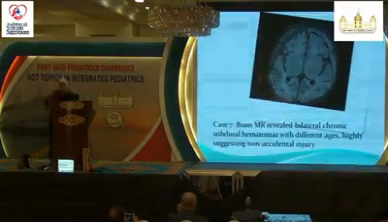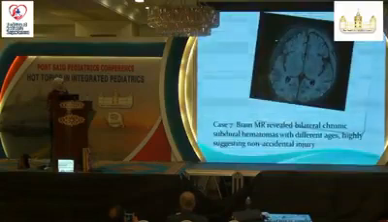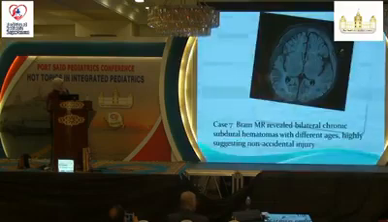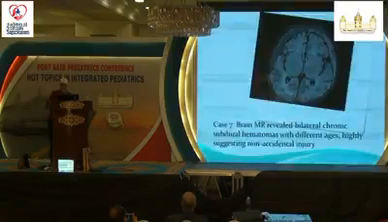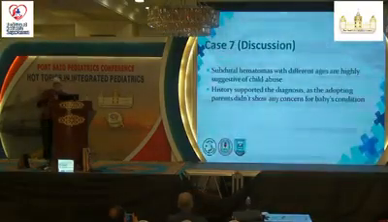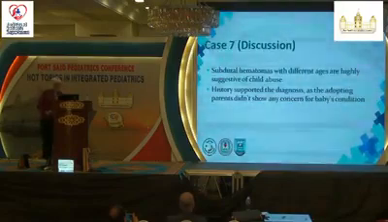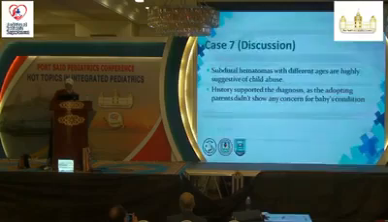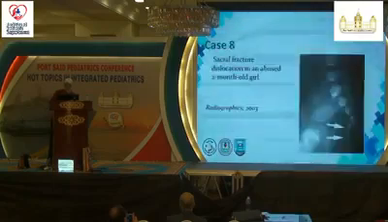This is a sign of what we call deoxyhemoglobin, and that one here is methemoglobin. This one is indicative of a subacute hematoma, and that one here of an acute hematoma. And this is the clue here. So subdural hematomas of different ages are highly suggestive of child abuse. The history supported the diagnosis, and the adopting parents didn't show any concern for the baby's condition.